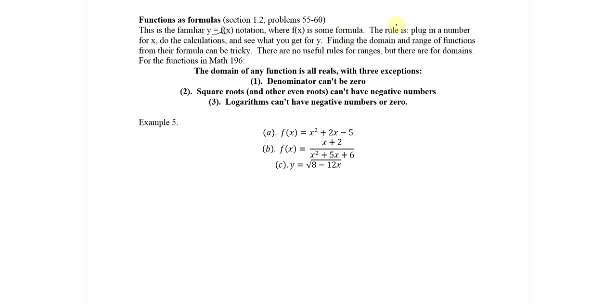So when you have a formula, the rule is plug in some number for x, do whatever calculations the formula says, and see what you get for y. Pretty straightforward. Finding the domain and range of functions from the formula, that can be tricky. Also, telling whether or not something is a function, if it's expressed as a formula, it's pretty much always a function because it's y equals some function of x, right? And so you plug in the number for x and you do the calculations, and there's only one possible outcome for y.